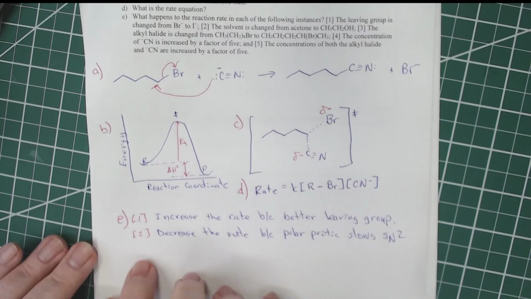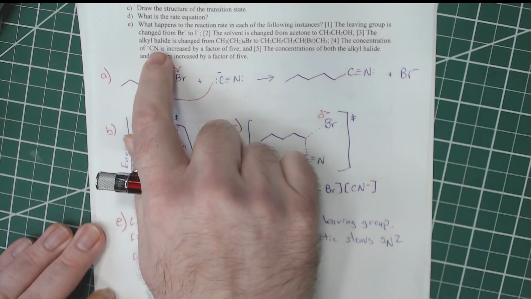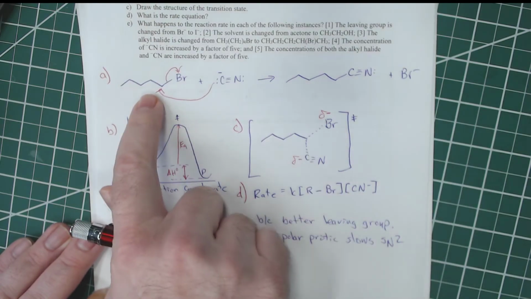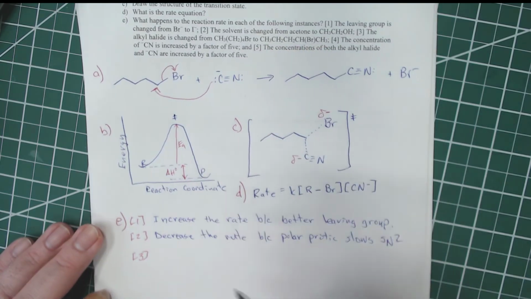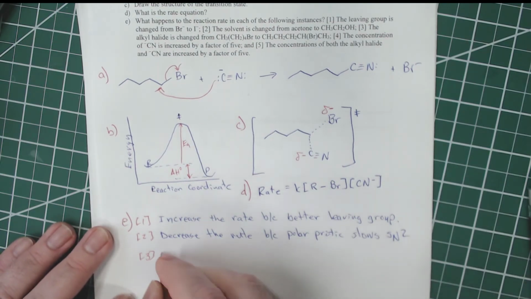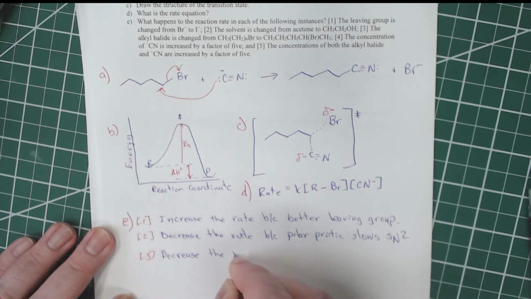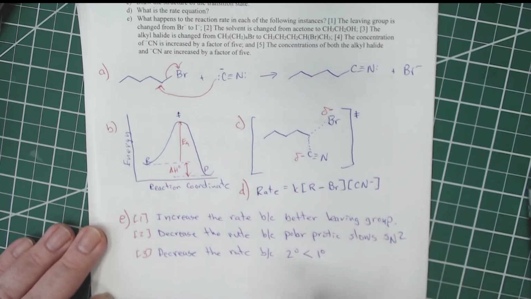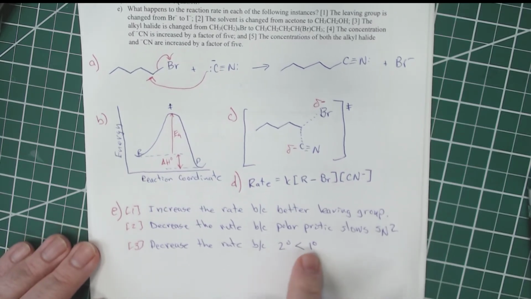All right, trying to keep that all in focus there. All right, for the third one, the alkyl halide is changed from CH3(CH2)4Br, which is our starting material, to this, which is a secondary alkyl halide. All right. Well, changing it to a secondary alkyl halide would decrease the rate, because the secondary is going to go slower than a primary. So secondary is slower than a primary. And this is for SN2. For SN1, we'll find that it goes the other way.